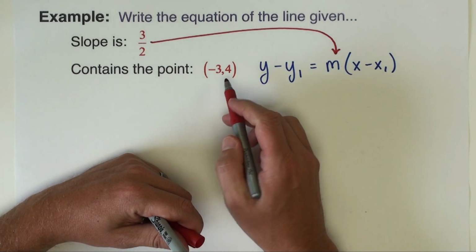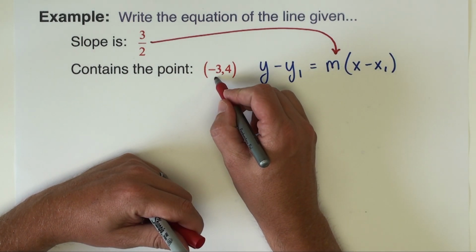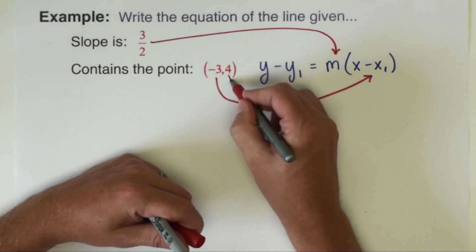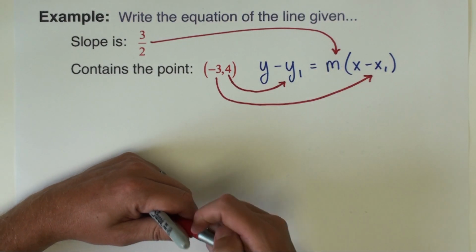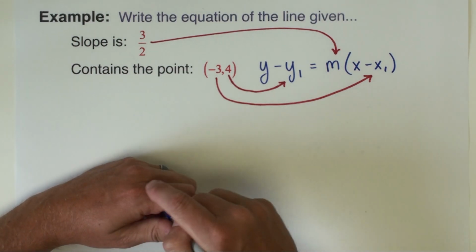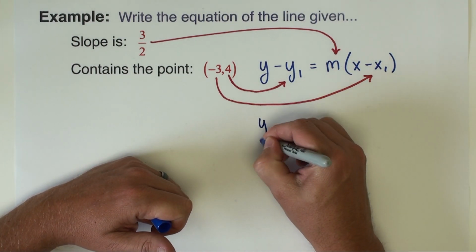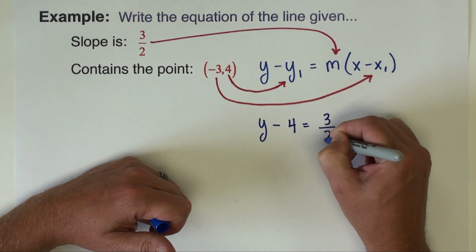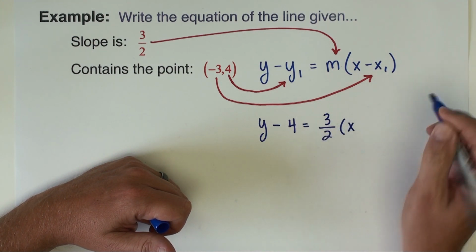Now, in this form, the slope 3/2 is going to go in for the m. And then the point is going to be your x1. So the x value is going in for the x1, and the y value is going in for the y1. So we're just going to plug those numbers into those spots. So we have y minus 4 equals 3/2 x.